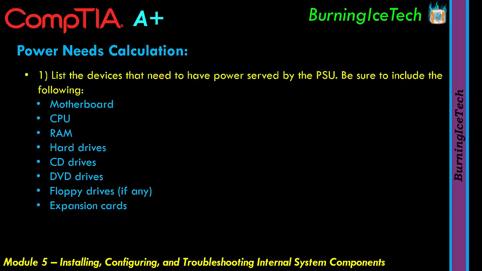Alright, so power needs calculation. List the devices that need to have power served by the power supply. Be sure to include the following. So motherboard, you can't skip that. I mean, everything is going to plug into the motherboard. You have to have a motherboard. You have to have a CPU. You have to have some RAM. You have to have at least 1 hard drive.